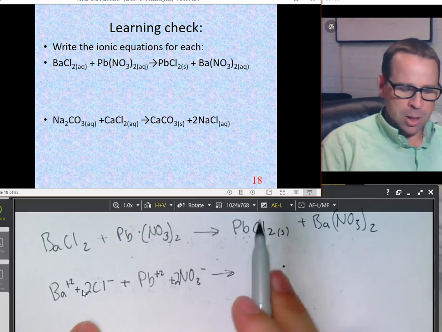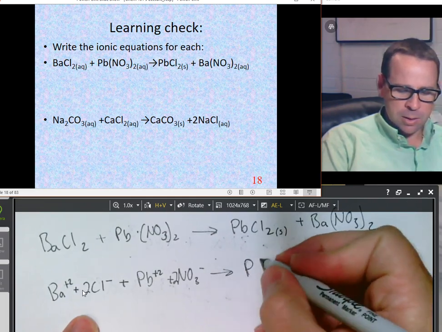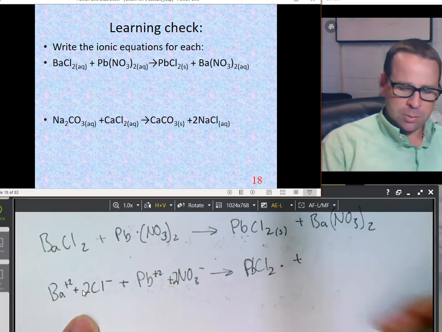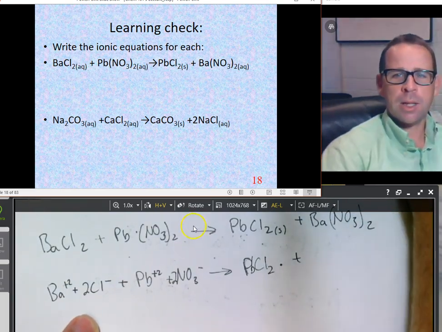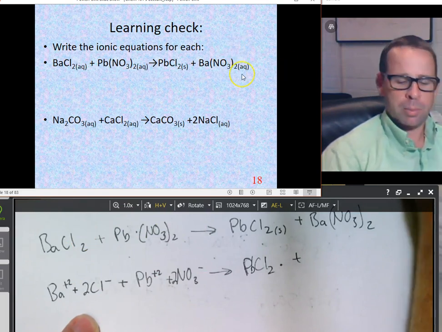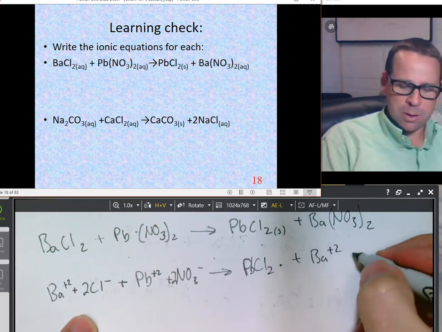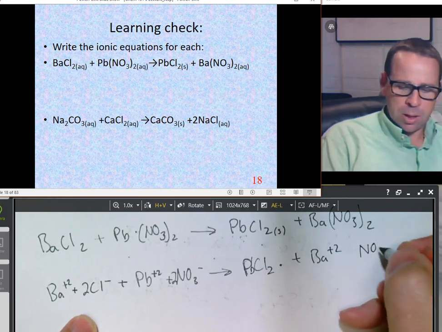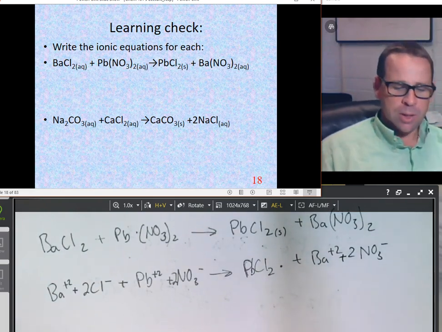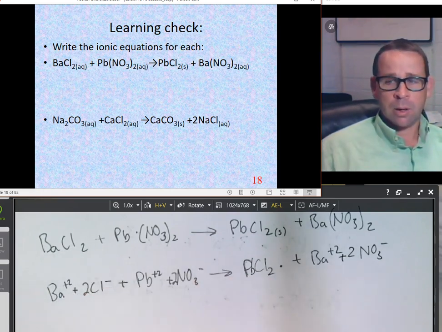Okay? And then the product here, solid, doesn't get broken up into its ions in the ionic equation. PbCl2. So I just keep that together. This is aqueous. Again, I see up here that it has an aqueous sign. So I break that up into its ions. 1 barium, +2 charge. Again, the periodic table tells me that. 2 of these nitrates, NO3 minus. So that is my ionic equation. That's my ionic equation. All right?